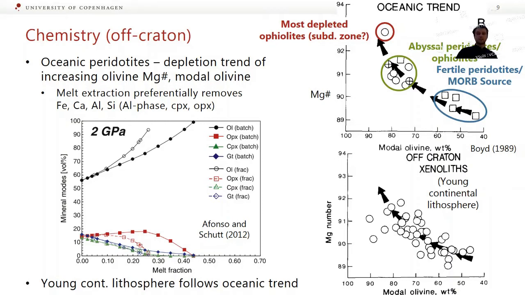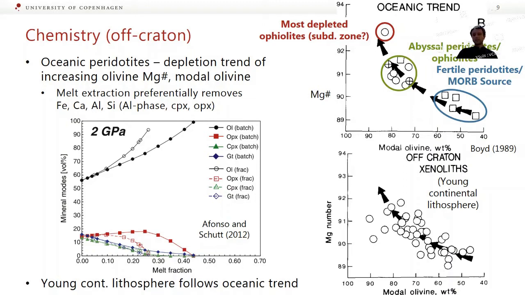So fertile peridotites start with relatively low modal olivine percentages down in the bottom right, and as you melt, you get more and more olivine, more and more Mg-rich, and that produces that trend marked by the black arrows. That's the oceanic trend here. The most depleted compositions you get from ophiolites, which are related to subduction zones.